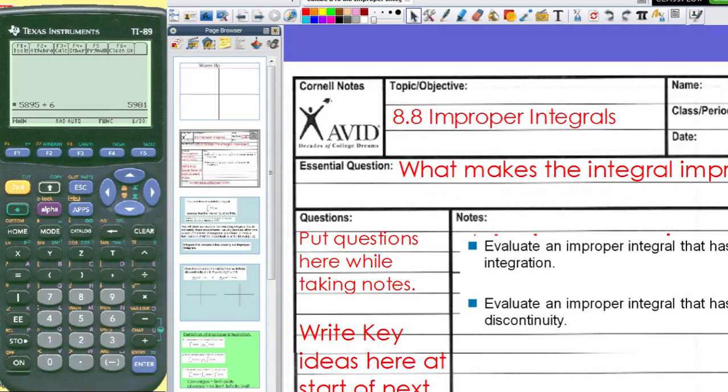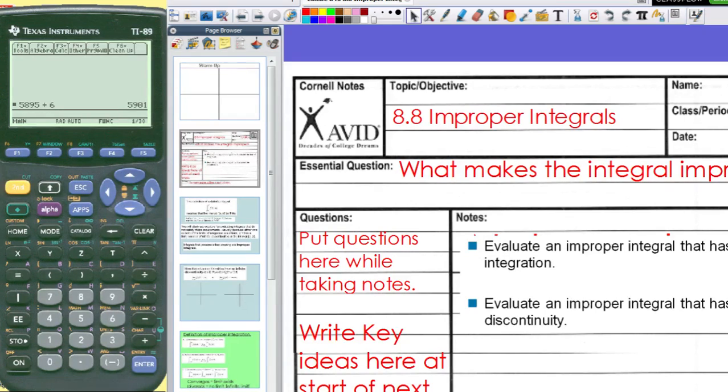We're actually going to now study a procedure where you can evaluate integrals that are not finite and are not always continuous. These types of integrals are called improper integrals. So let's talk about this a little bit more.